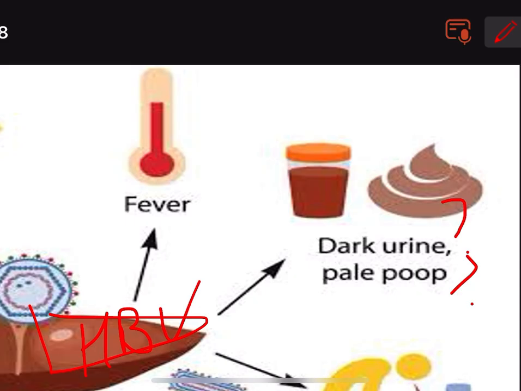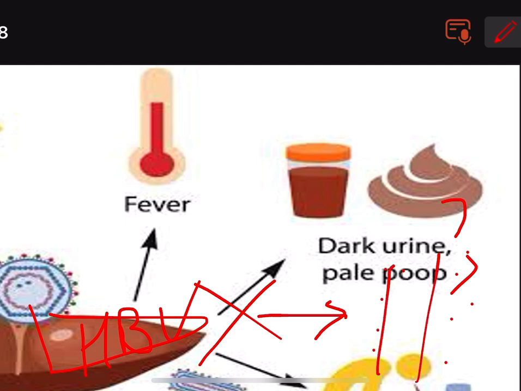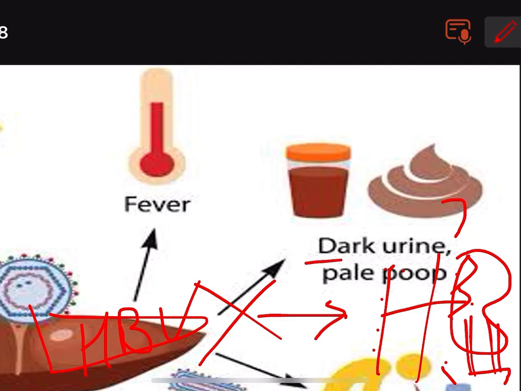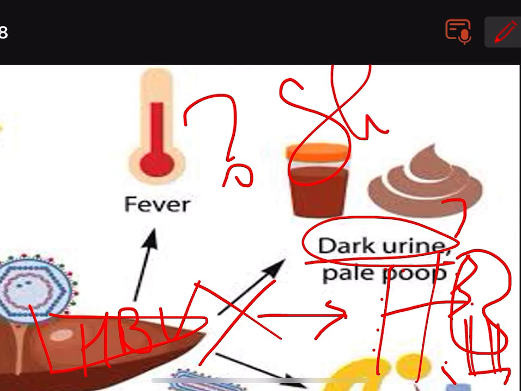What did we understand? When the liver is not processing bilirubin, it is in the blood, and in the kidneys the blood gets purified, and then the waste is excreted by the kidneys in the urine, and the urine will appear dark. Now what about the pale stools? Why pale stools?